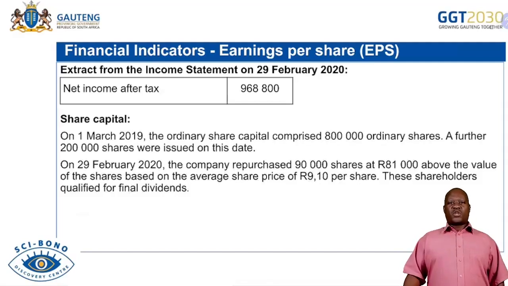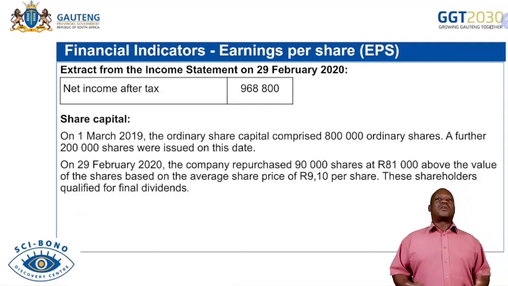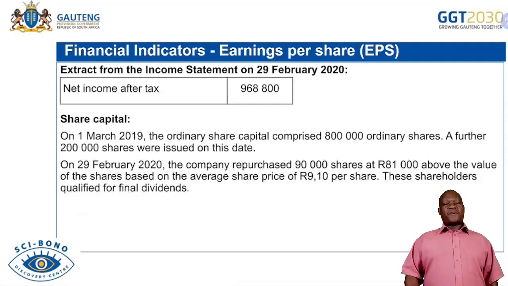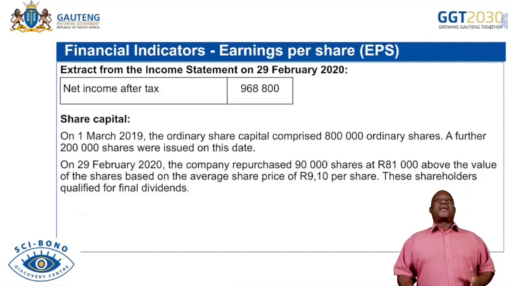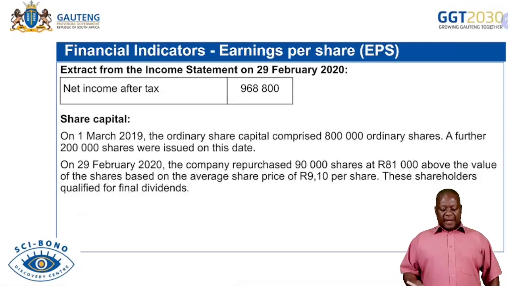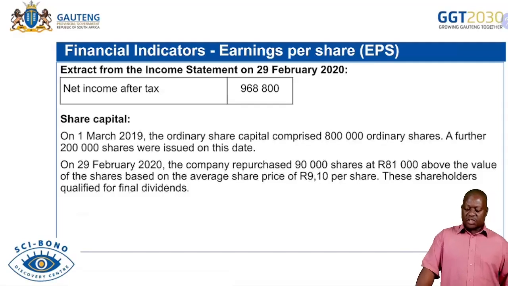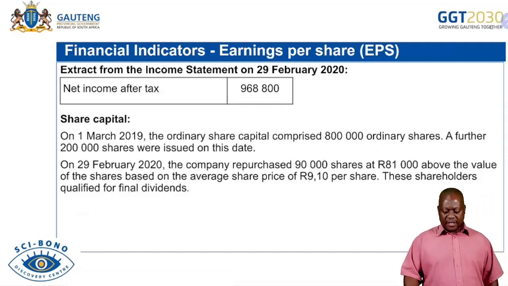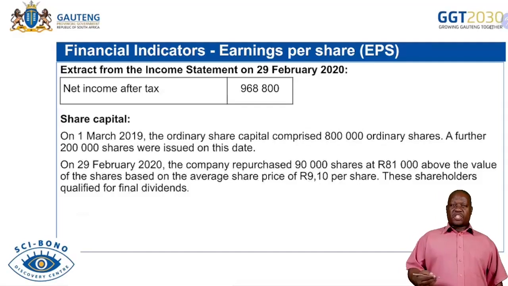What happens whenever we issue shares? The number of issued shares increases. So 200,000 plus the original 800,000, I can see 1,000,000 shares already issued. And then they said, on 29 February 2020, this is the final day of the year. This is the end of the year. The company repurchased 90,000 shares at 81,000 above the average value of shares. Now, the average share price is given as 9.10 per share.